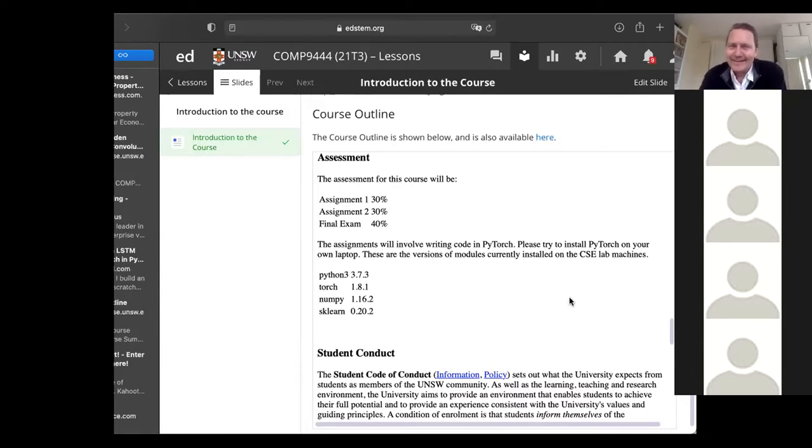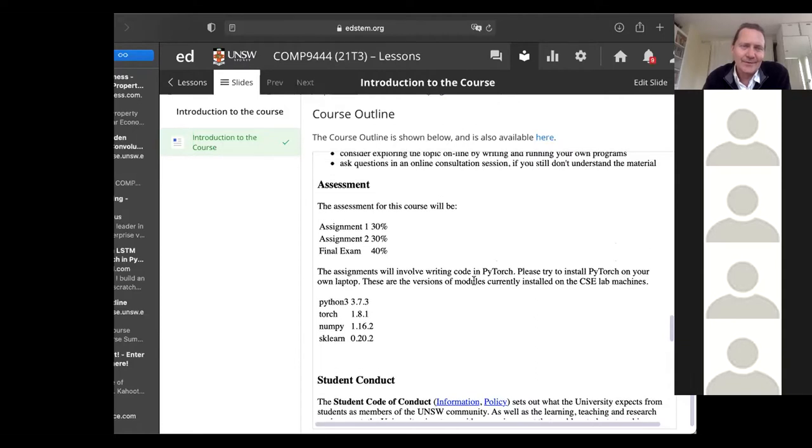Elizabeth's asking, does it make much difference whether we use Windows or Linux? It shouldn't make a difference whether you use Windows or Linux. That should be fine.